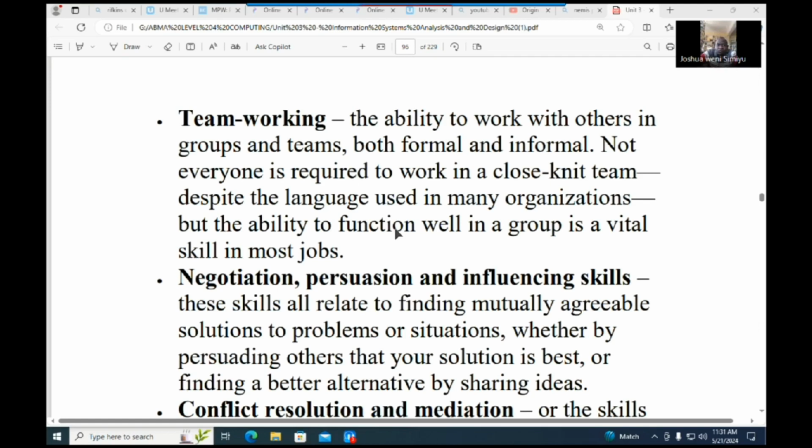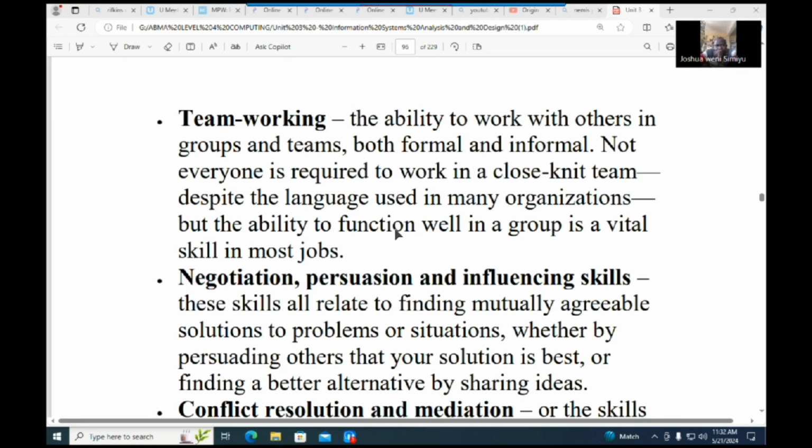I've seen that in classes. You are trying to split your class into groups. Then somebody tells you, I cannot be in the same group with that guy. I cannot be in the same group with that girl. All that simply means they do not have teamwork skills. You should have the ability to work with others in groups and even in teams. Group work or teamwork can be both formal and informal.